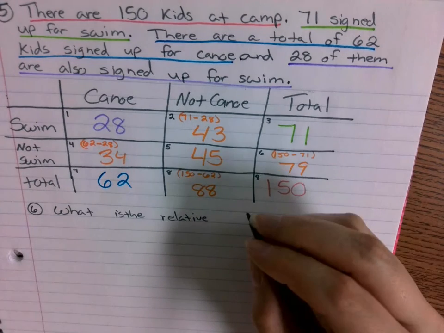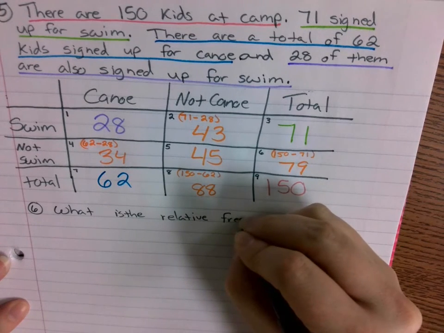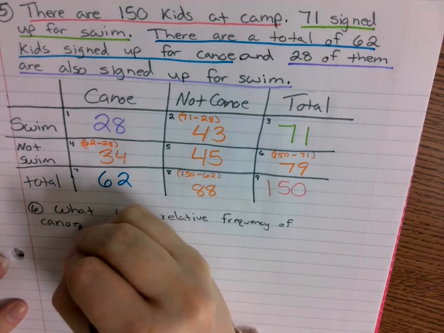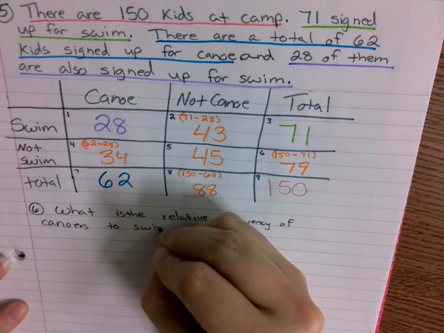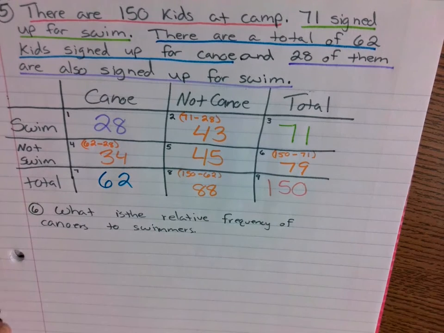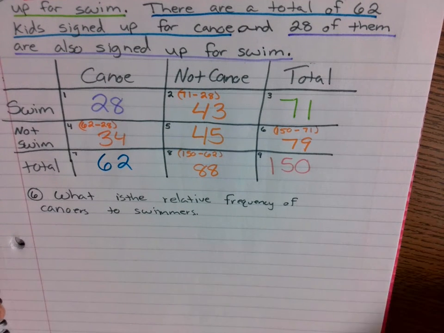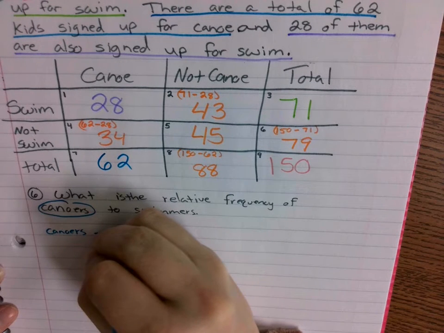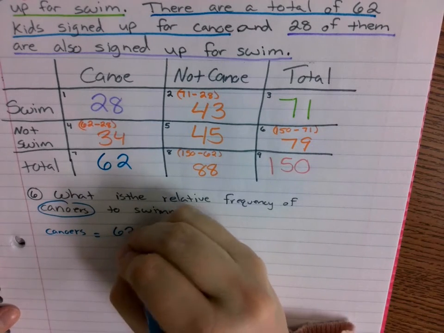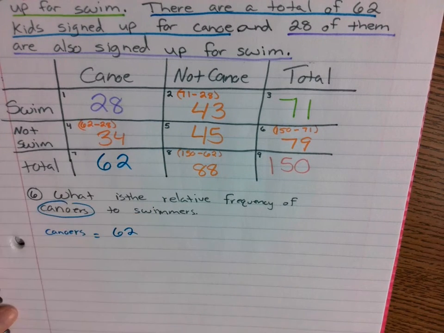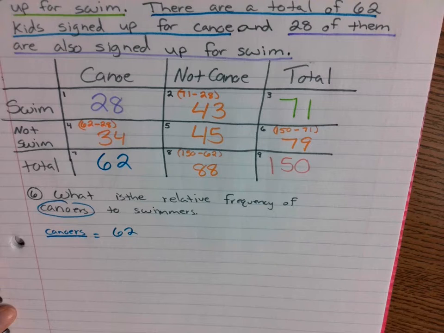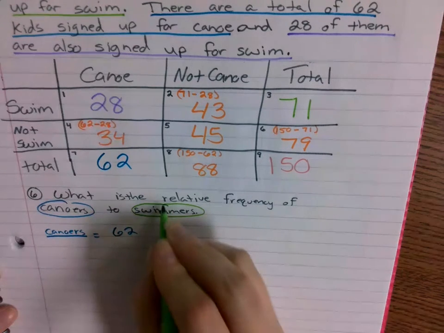What is the relative frequency of canoers to swimmers? So let's start there. Let's start with the canoers to swimmers. How many canoers do we have? 62, yeah. We've got a total of 62 canoers. And we're going to put this over the number of swimmers that we have. How many swimmers do we have? 71.